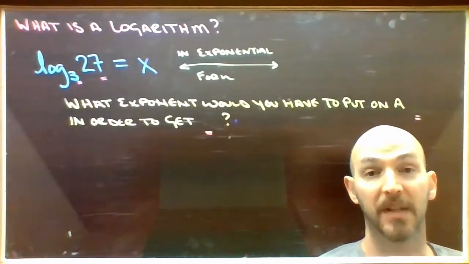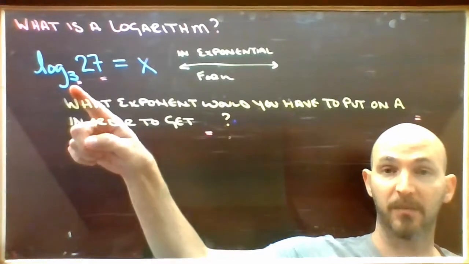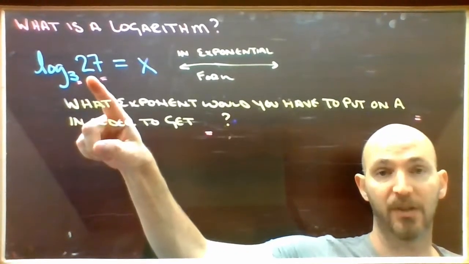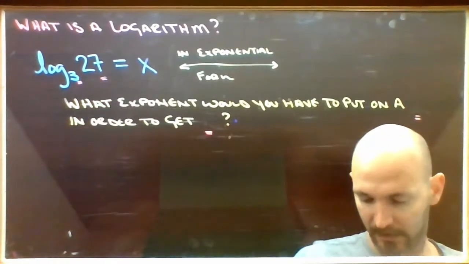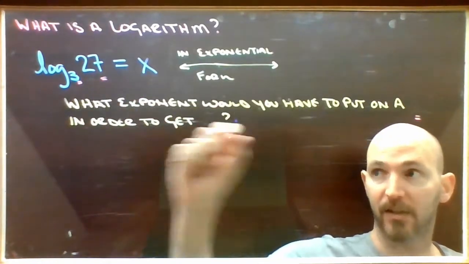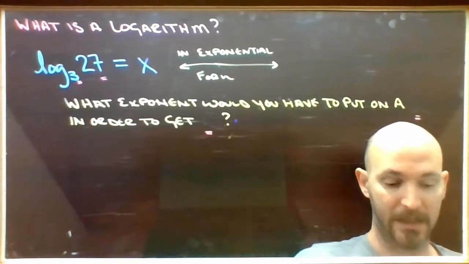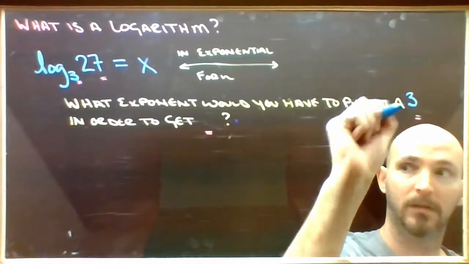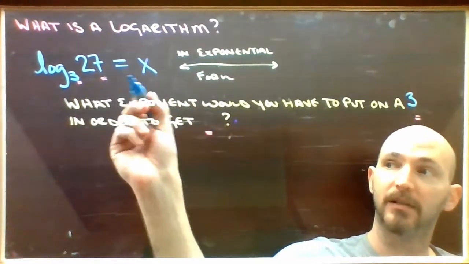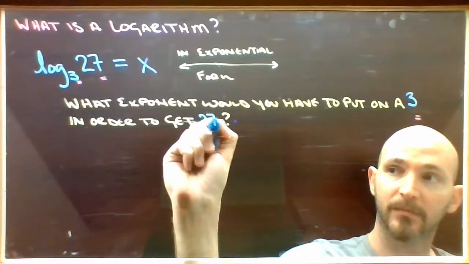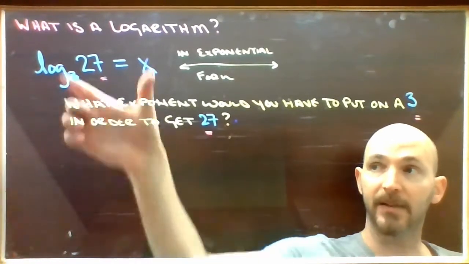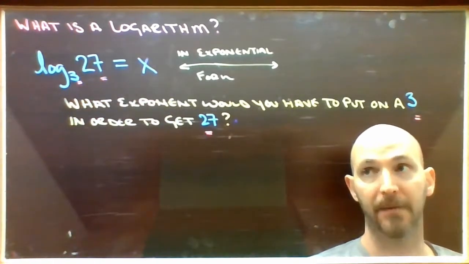So to interpret this particular logarithm, I've changed the base to a 3, and I've changed the number we're acting on to 27. The phrasing then in English would be, what exponent would you have to put on a 3 in order to get 27? So that's what that sentence is saying in math.